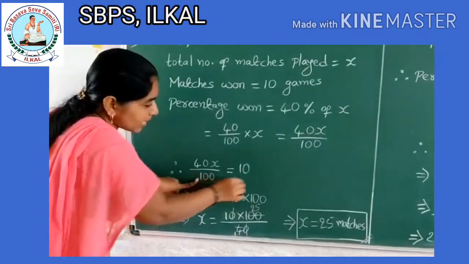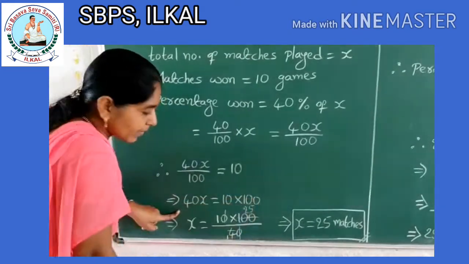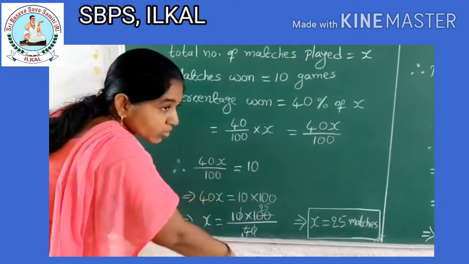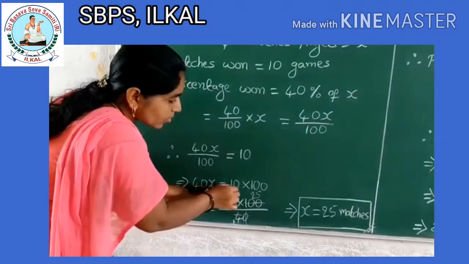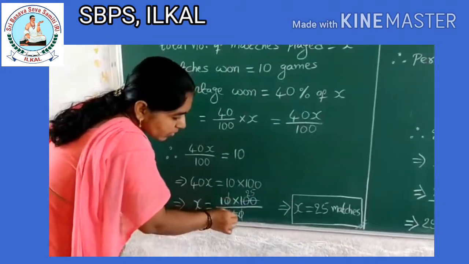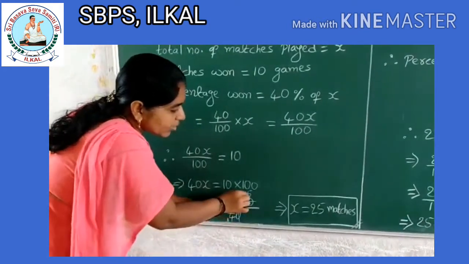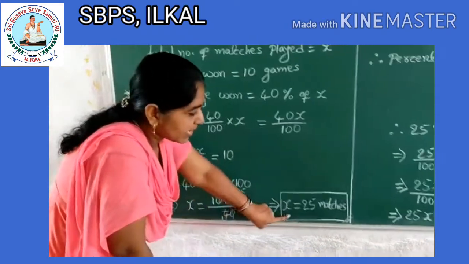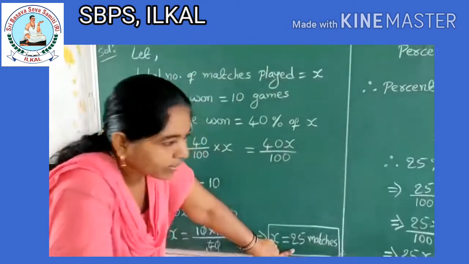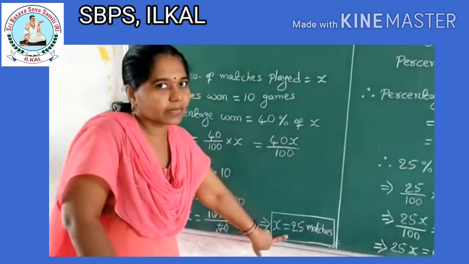Now we transpose 100 to the right hand side. 40x is equal to 10 into 100. Now we transpose 40 to the right hand side. x is equal to 10 into 100 by 40. Strike out the zeros. 4 ones are 4, 4 twos are 8, 2 remains, 4 fives are 20. 1 into 25 is 25. Then x is equal to 25 matches. Overall matches are 25, and in that they won 10 matches.